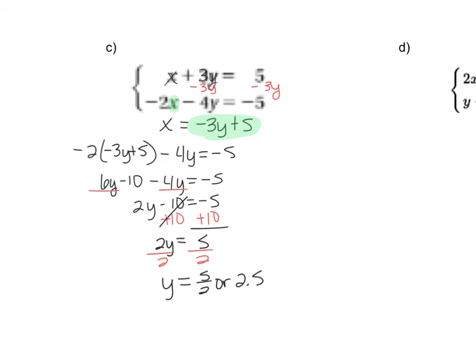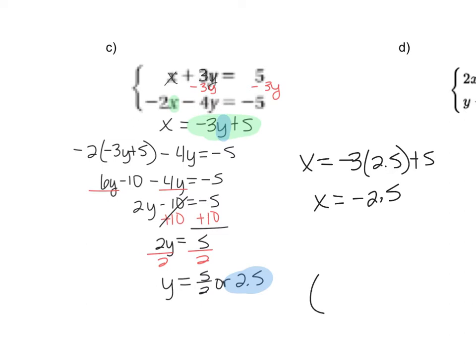So we're going to plug all of that in. I'm going to use the decimal. It's probably the only time you're going to see me do that. I'm going to plug it in right there for that y. So I'm going to have x equals negative 3 times 2.5 plus 5. Stick that in the calculator and you get negative 2.5.